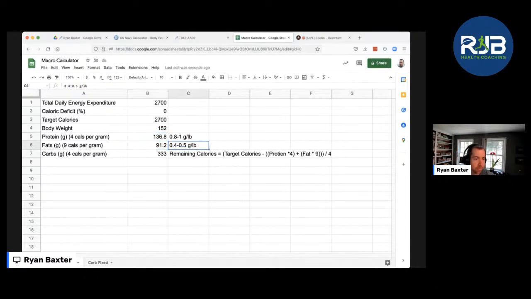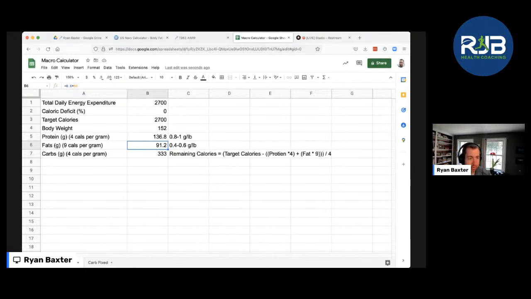Fats are around 0.4 to 0.5 grams per pound. And again, I chose in my calculation 0.6. I'm sorry, I screwed this up. It should be 0.5 to 0.6. Again, that's just personal preference for me. I like to eat a little bit more fat, and I need calories, right? Fats are a calorically dense way of getting calories. So for me, 0.6 tends to work a little bit better.